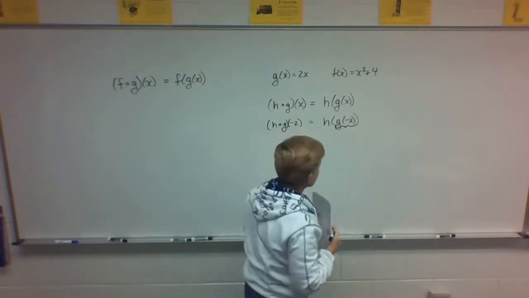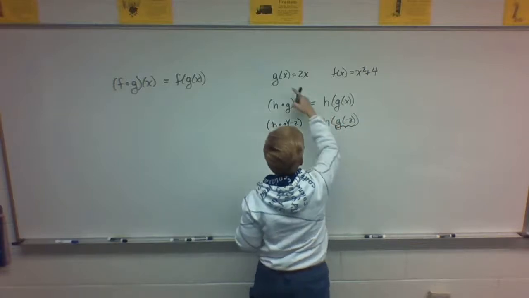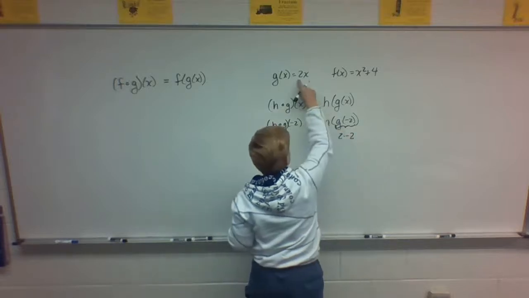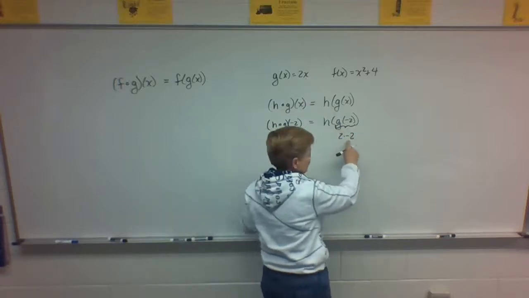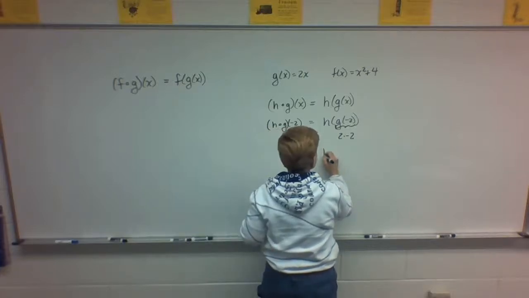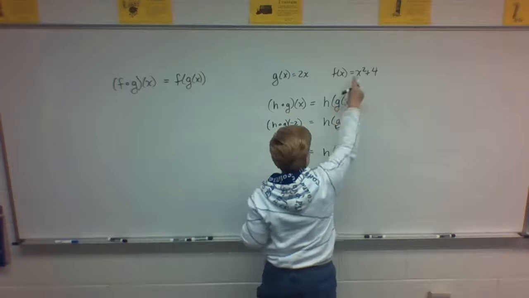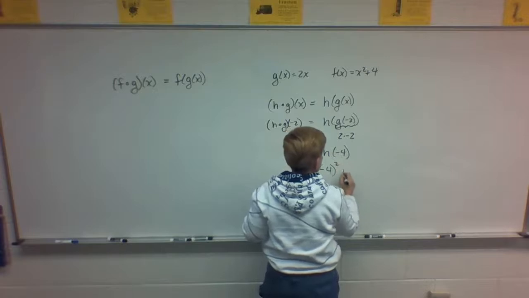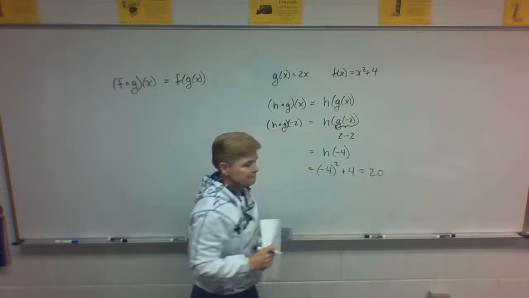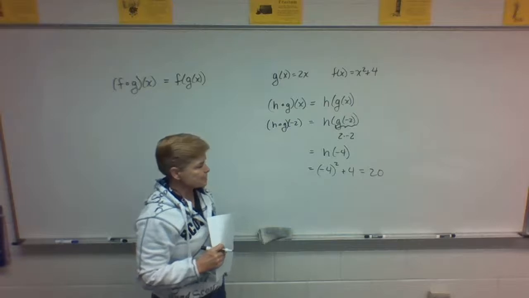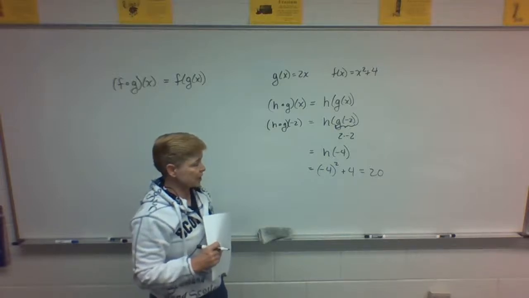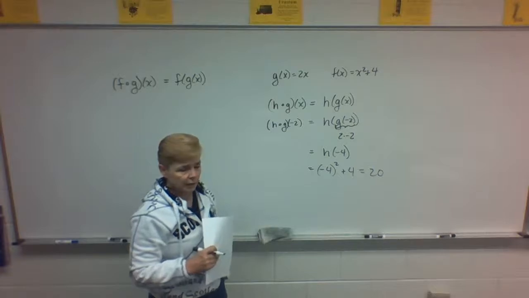So g of negative 2 is equal to, come up here to g, 2 times negative 2. It's 2 times whatever I'm plugging in for x. And that's negative 4. So now what I'm going to do is take h of negative 4. I go to h and plug in negative 4 for x, and I get negative 4 squared plus 4, and that's 20. So the answer is 20. Do y'all see where the 20 came from in the last line? Negative 4 squared is positive 16. Add 4, you get 20.